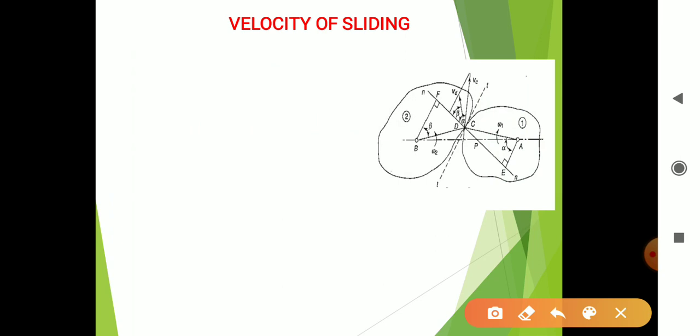So first of all, see this figure. In that figure, body 1 will be here and body 2 will be here. Okay. So in that, this omega 1 is nothing but what? Angular velocity of this body 1. Okay, and here omega 2 will be here. This omega 2 is nothing but what? Angular velocity of this body 2.